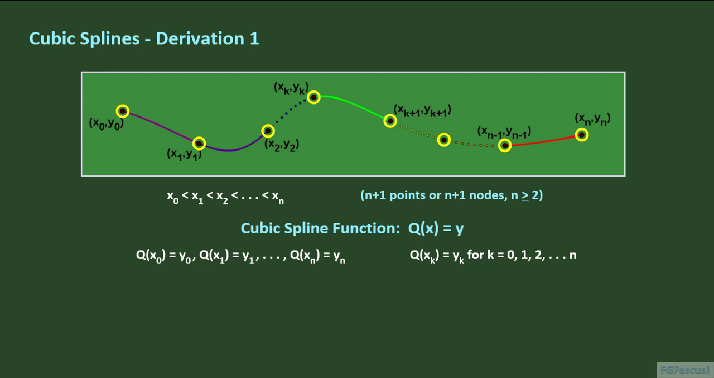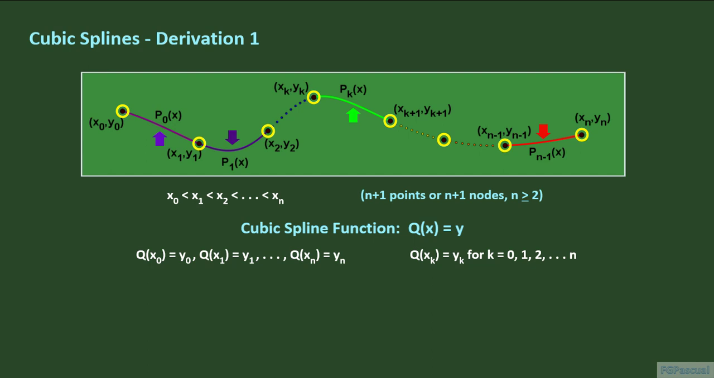Now the cubic spline q is going to be made up of pieces of different functions. So between x sub 0 and x sub 1, we have the piece p sub 0 of x. And between x sub 1 and x sub 2, we have the piece p sub 1 of x, and so on. Altogether, we will have p sub 0 through p sub n minus 1. That is a total of n pieces coming from different functions making up the cubic spline q.